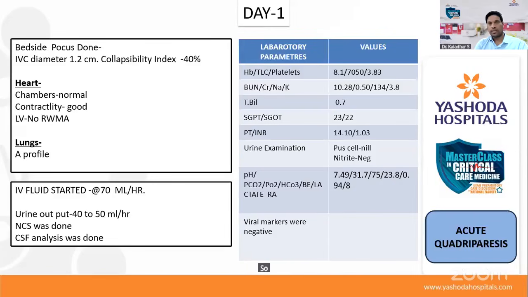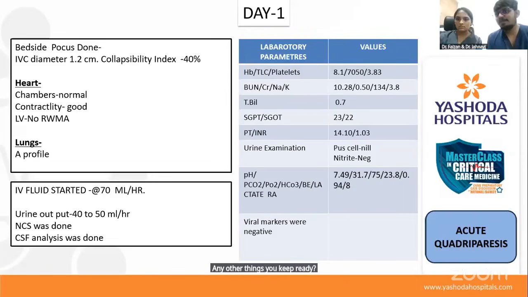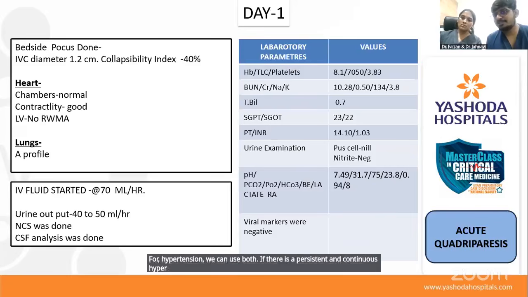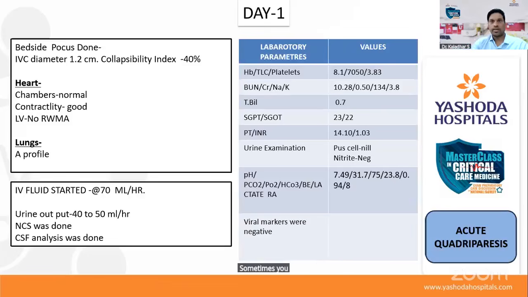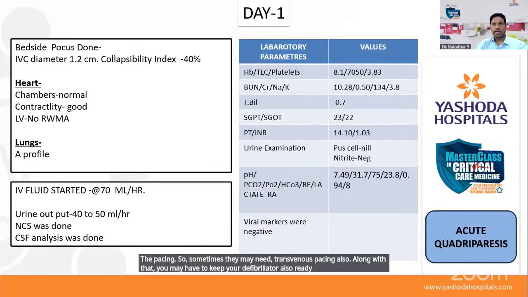Next, any other things you keep ready? For hypertension, we can use both. If there is persistent and continuous hypertension, and the patient is going hypotensive, then we can be ready with NTG and also noradrenaline infusion, sir. Accordingly we can titrate and target the mean arterial pressure. Sometimes you have to keep pacing ready too, as they may need transvenous pacing. Along with that, you may have to keep your defibrillator ready. This way, that way, it can happen. The defibrillator will help you even with transcutaneous pacing.